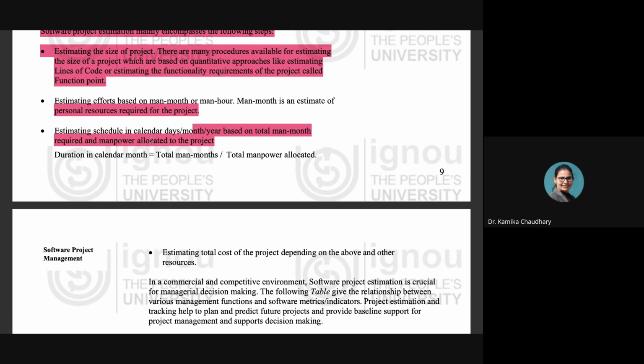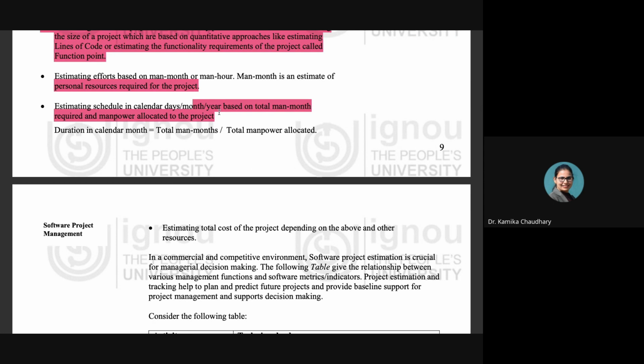The third point is estimating the schedule in calendar days, months, or years, meaning you have to sit and make an estimate about the amount of time that will be required for the development of this software project. It could be in the number of days, it could be in the number of months, and it could be in the number of years also, right?